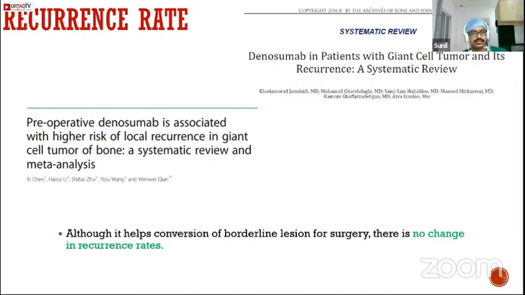So, what is the recurrence rate? Is there any reduction in recurrence rate when you pre-treat with denosumab, or is it only the conversion? A systematic review and meta-analysis looked at this, and they have very clearly said that there is no difference in recurrence rate whether you have treated with denosumab or gone with upfront resection. It's just the conversion of an unresectable lesion to a resectable lesion that has changed. So denosumab per se has not reduced the recurrence rate much.